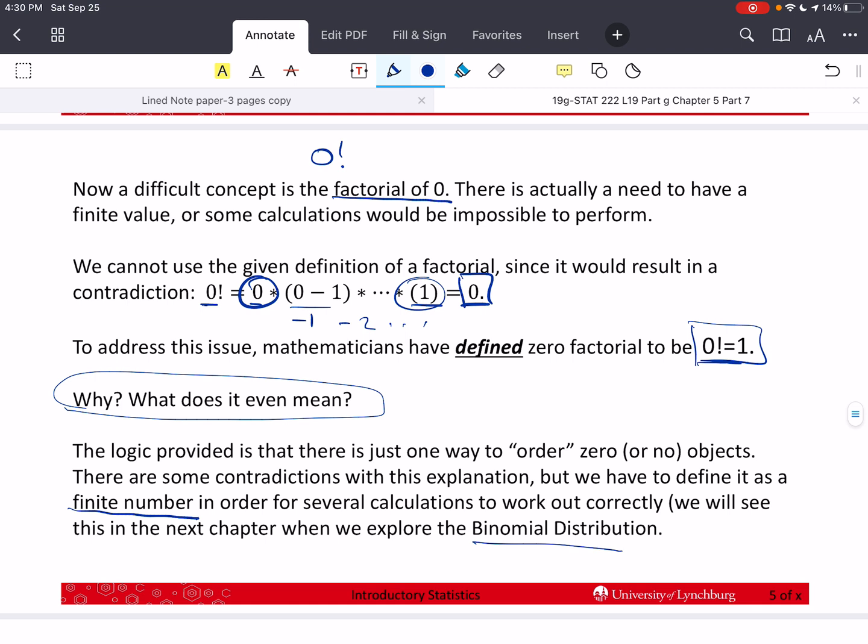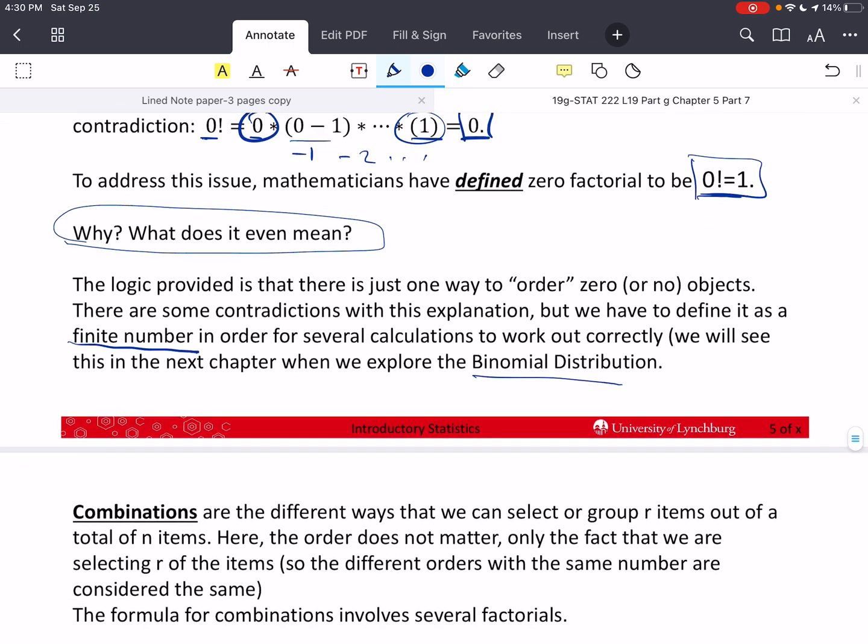Okay, so that is permutations. Okay, so factorials. Well, what about combinations? So we want to count the number of combinations of things. Here, we don't care about order. So the different orders are considered the same.